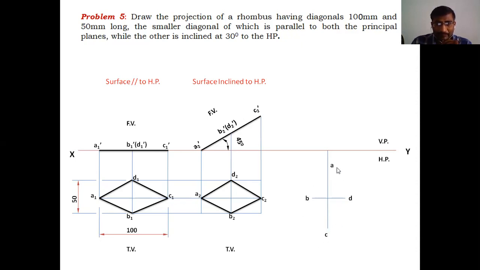By joining these points, we will get the rotated rhombus in the top view. This is the diagram which you will get in the third stage top view. This means the size of the top view in the second stage must be equal to the size of the top view in the third stage.